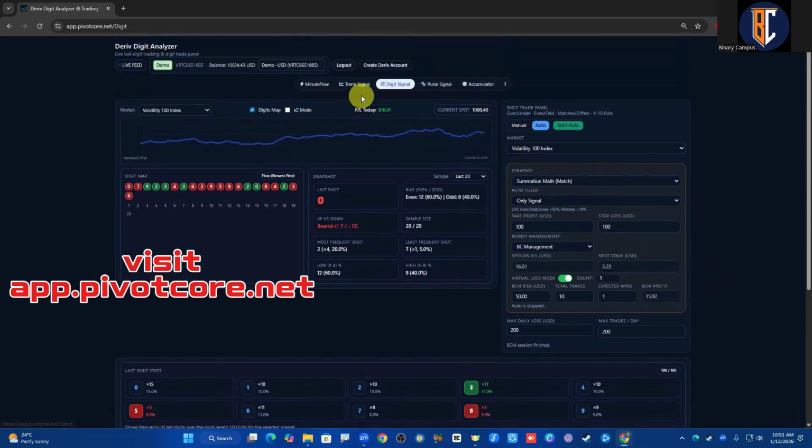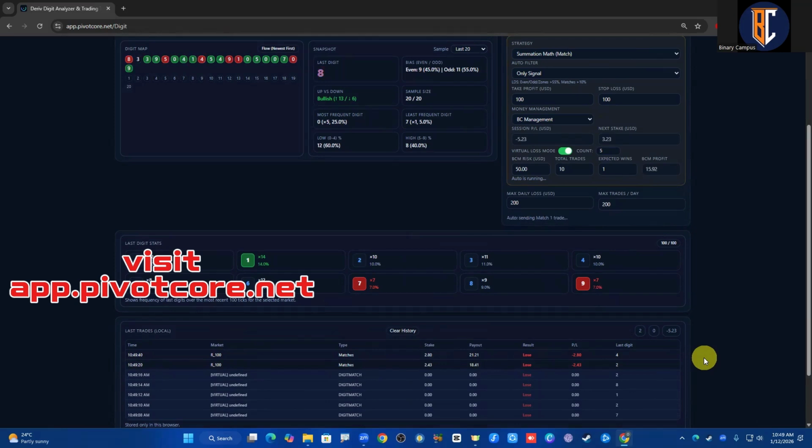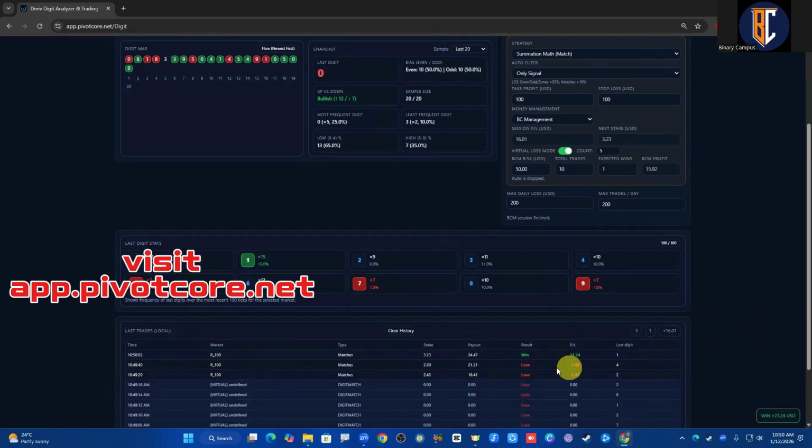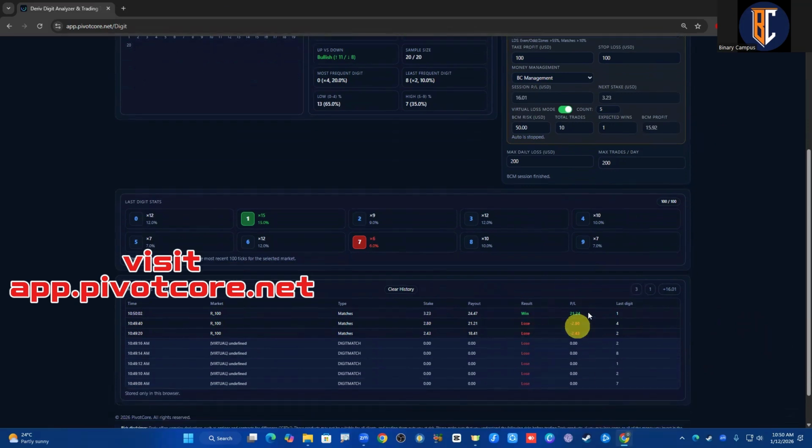The real advantage of using Pivotcore for this strategy, however, goes beyond just ease of use. It's about account protection and analytics. Pivotcore provides you with detailed real-time data on how your strategy is performing. You can see your virtual win-loss ratio versus your real trading results side by side. This transparency allows you to tweak your virtual loss threshold on the fly. Maybe the market is volatile and you need to wait for 5 virtual losses instead of 4. On Pivotcore, that adjustment takes seconds.